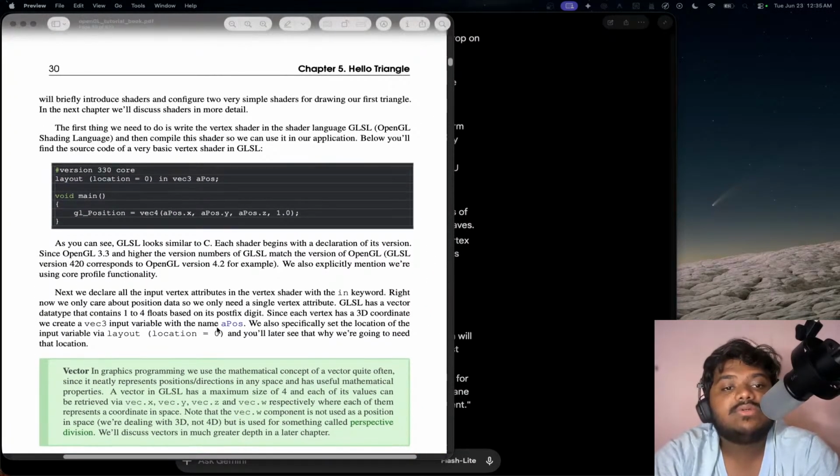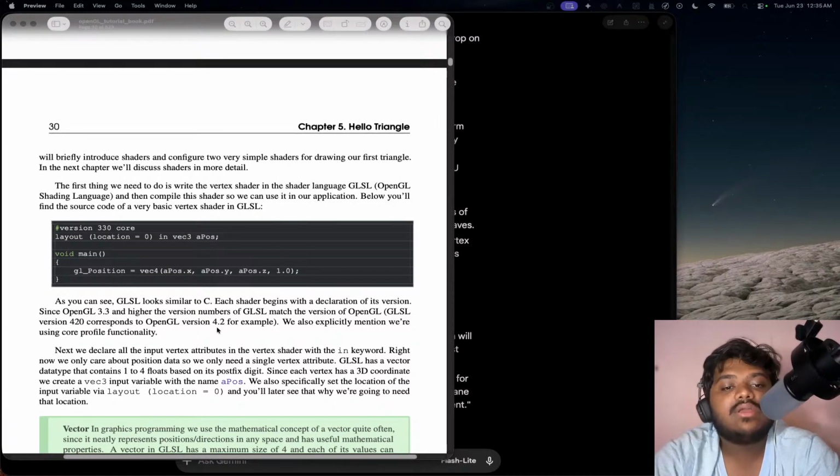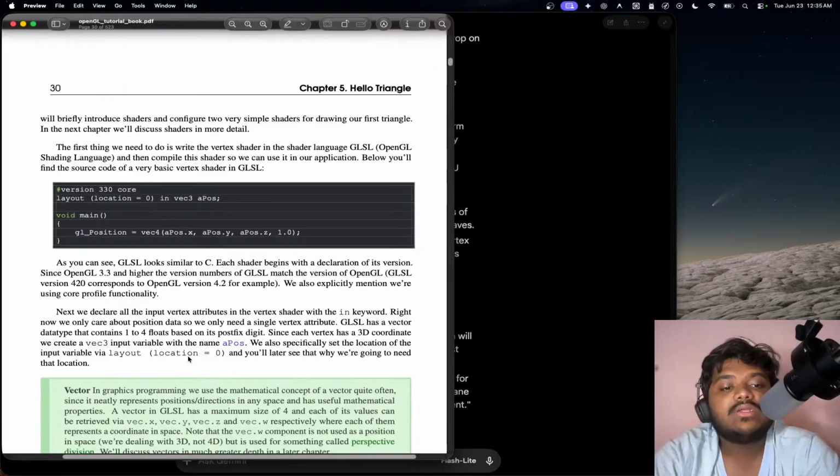So the first thing we want to do is write the vertex shader in this shader language, GLSL, the OpenGL Shading Language, and then compile this shader so we can use it in our application. Below you will find the source code of a very basic vertex shader in GLSL. As you can see, the version is 3.3, and then layout location equals 0, and a vec3. That is the basic shader.